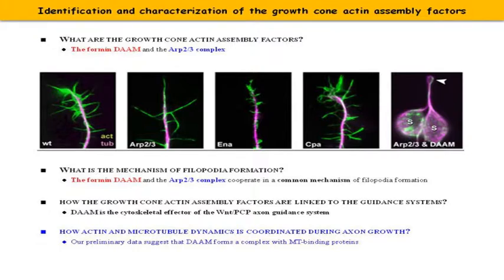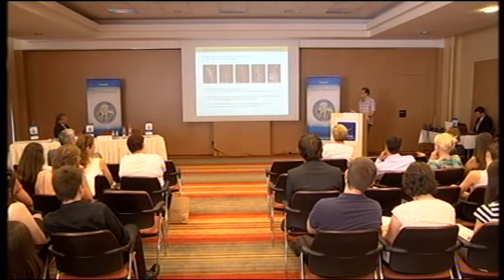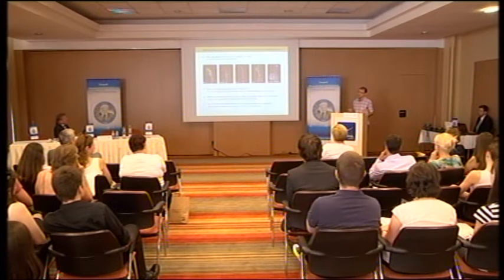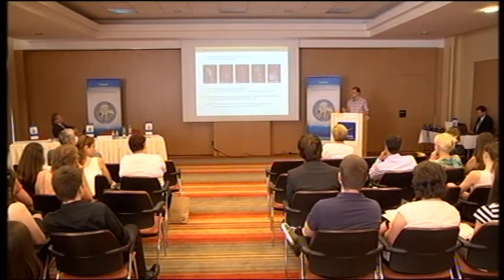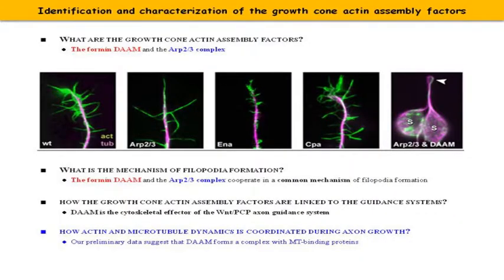Then we addressed other questions, for example, the mechanism of filopodia formation. Filopodia are slender, finger-like, very dynamic protrusions at the growth cone periphery, and it's known that they are absolutely necessary for growth cone advance. These are actin-based structures. However, how these filopodia form and how the dynamics of filopodia is controlled is not very well known, so we are addressing this question.